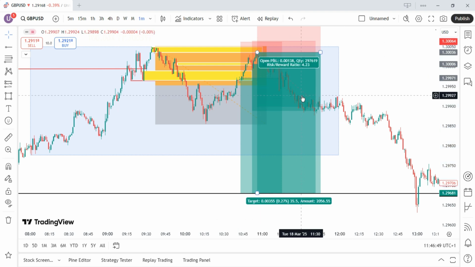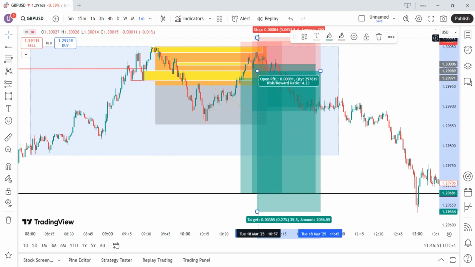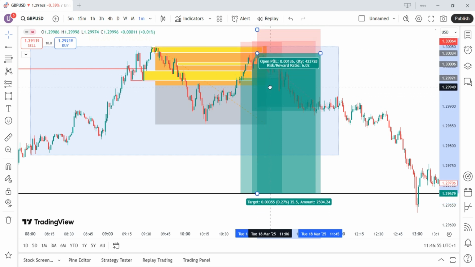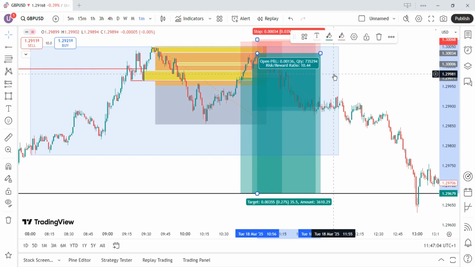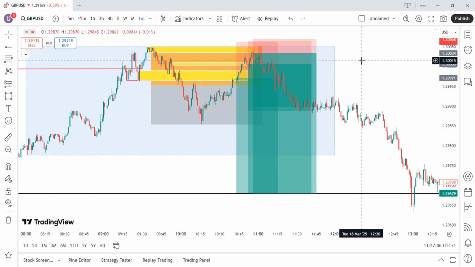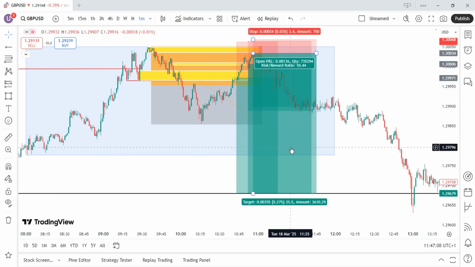This third entry, let me put it where this one gives us a small stop loss. This one is giving us about how many? About 3 pips stop loss, and it's giving us 1:10 risk reward. You can see it here, 1:10 risk reward.